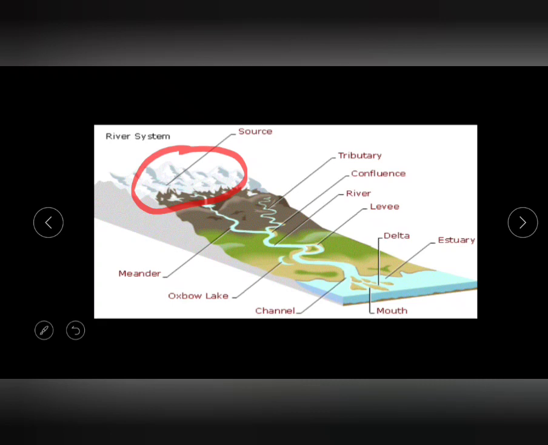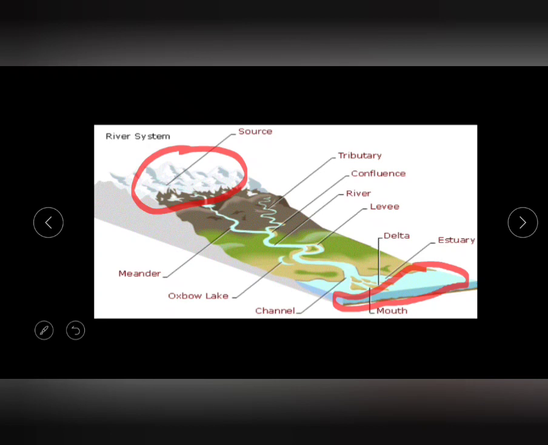And where the river flows down, the ending part, say the Ganges flows down into the Bay of Bengal, then the Bay of Bengal area will be considered as the mouth. Clear? Why is it the mouth? Because the water drains there. So it will be considered as the mouth of the river.